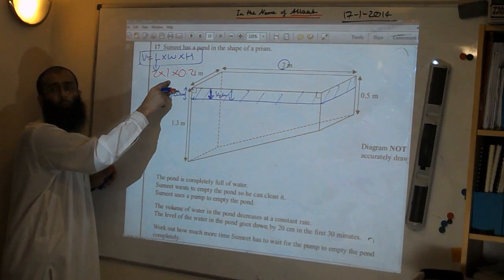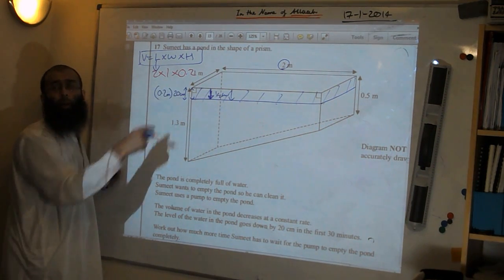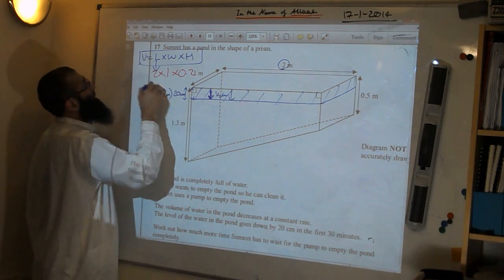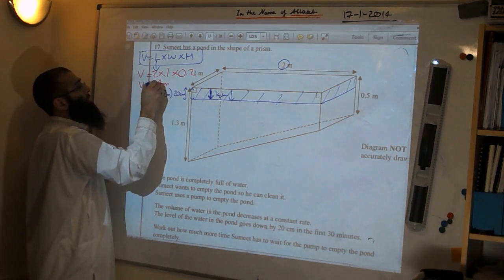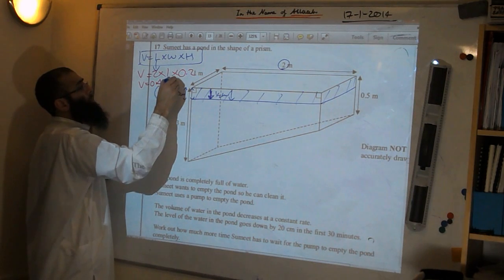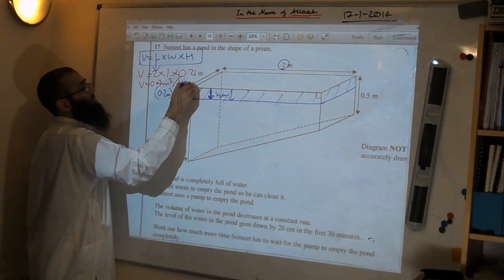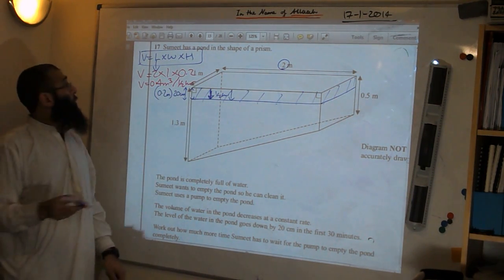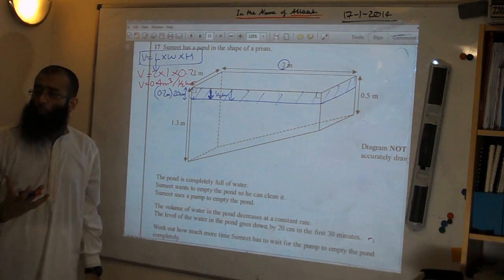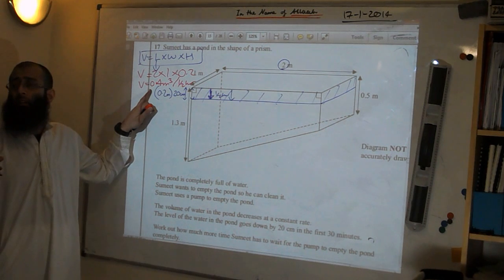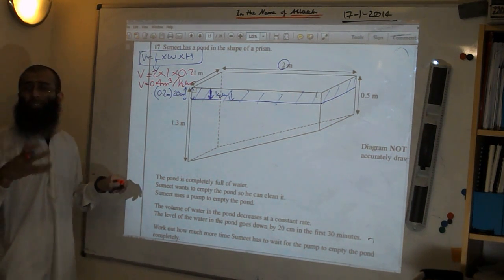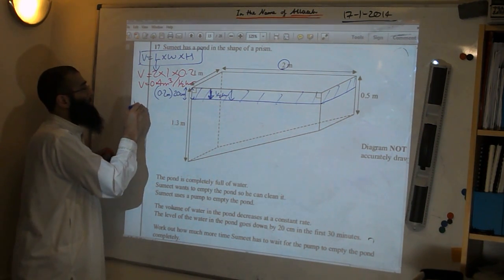So 2 times by 1, folks, is 2, and 2 times by 0.2 is 0.4. Okay, so the volume is equal to 0.4 meters cubed per half hour. That's how we've lost 0.4 meters cubed of volume in half an hour. So how much have we lost in a full hour? 0.8.